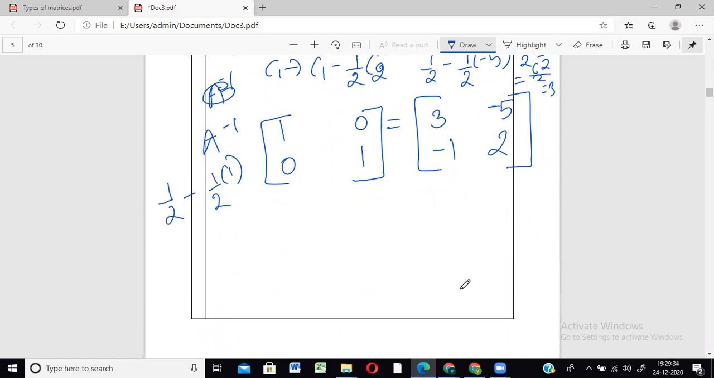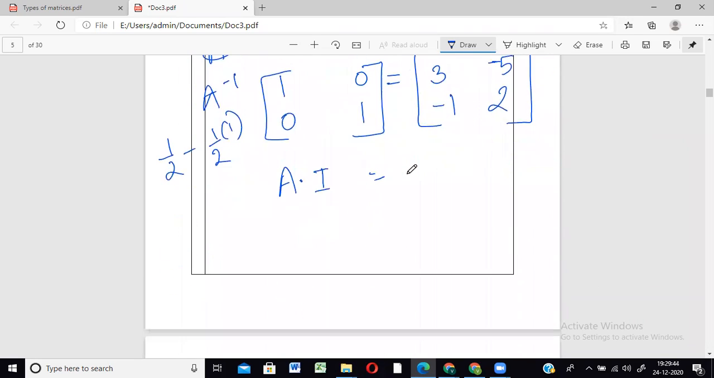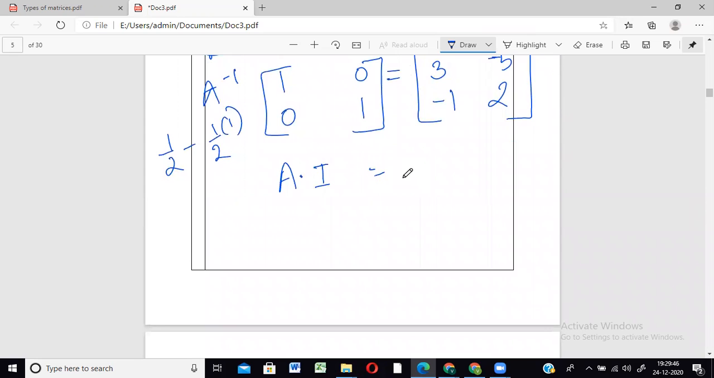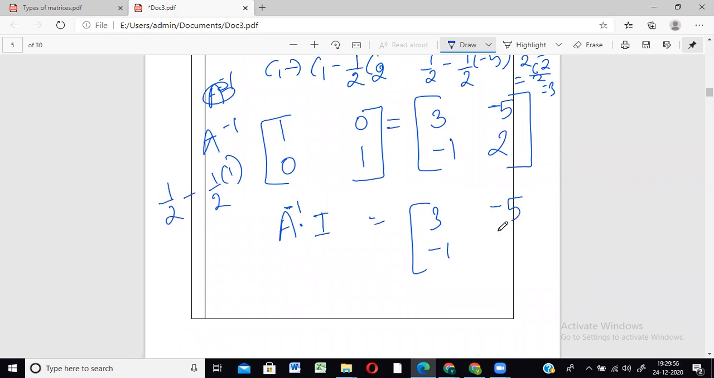Okay. So this is nothing but A into identity. This is not the way you're supposed to write in the exam. All the rough calculations, you have to do separately. But right now, since as I said, I don't have much space, I've written it here only. But please take care of the calculation. This is nothing but A inverse into I, which is equal to 3, minus 1, minus 5, and 2, correct?